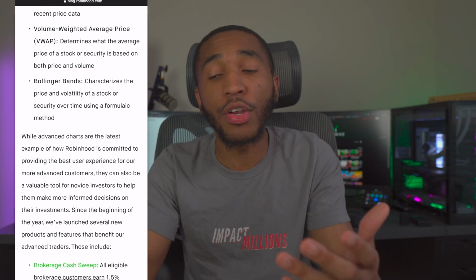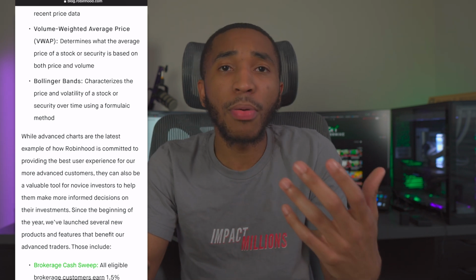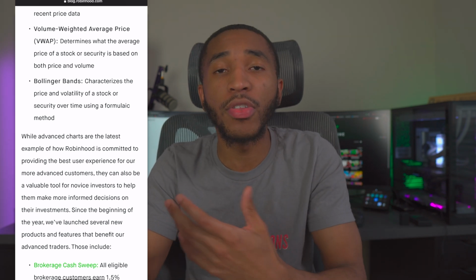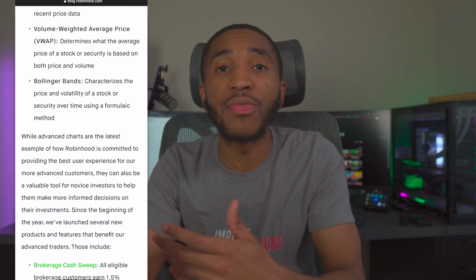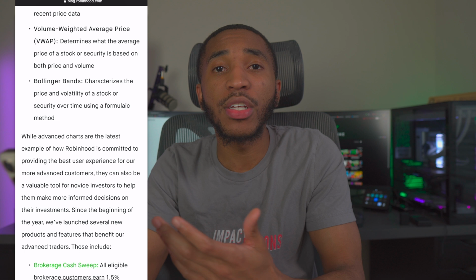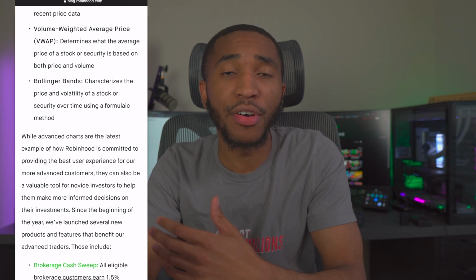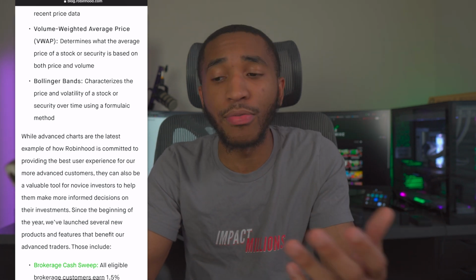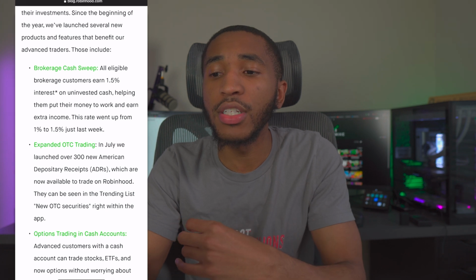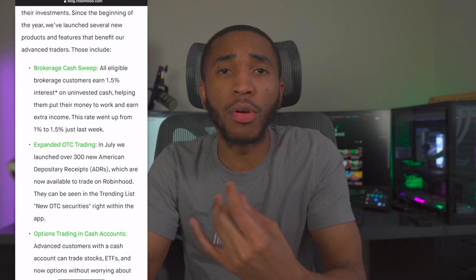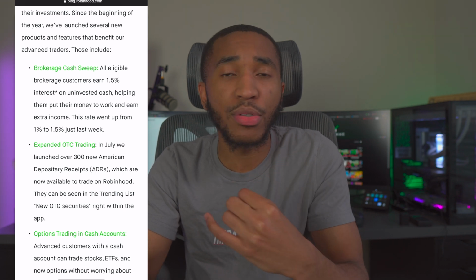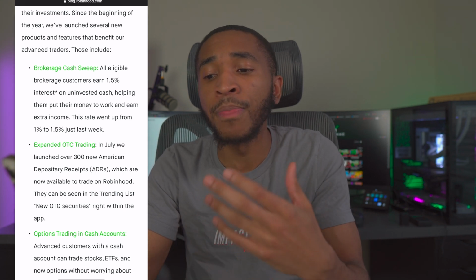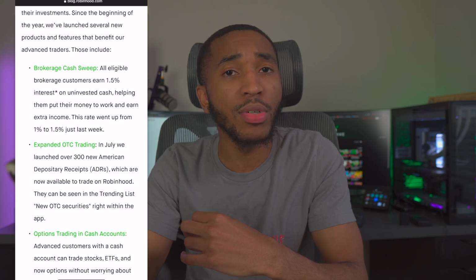They pretty much go on in the news post mentioning how they try to provide investors on the Robinhood platform with the best possible user experience over time, and give these tools to novice investors so they can go out and learn, and of course advanced investors so they can stick on Robinhood and use their platform versus another platform. And as we scroll down, we can see other things that they've made over the past year, pretty much 2022, which is the brokerage cash sweep, so you can get interest on your uninvested cash. Great stuff there. You can have expanded OTC trading.